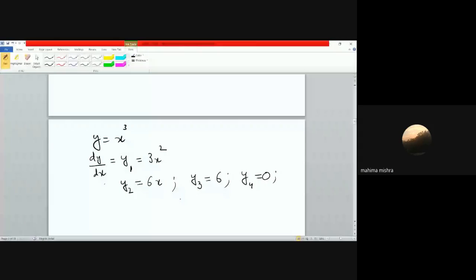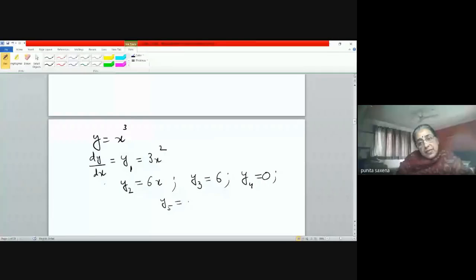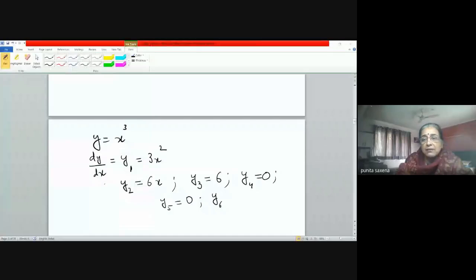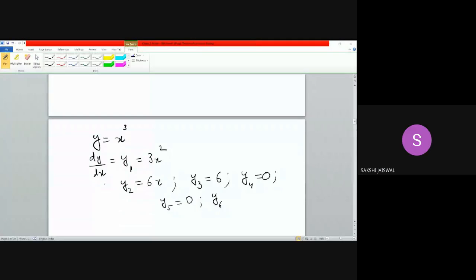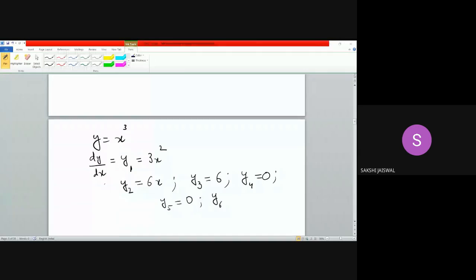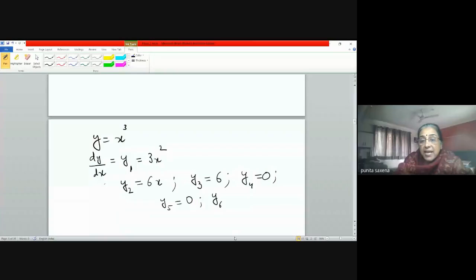Not defined. What about y6? 0. ये किसने बोला भाई नॉट डिफाइंड? नॉट डिफाइंड किसने बोला? जल्दी बताओ. Ma'am, 0 का डेरिवेटिव नहीं निकाल सकते? Ma'am, it's again 0. It's again and again 0. हाँ, so what difference does it make?